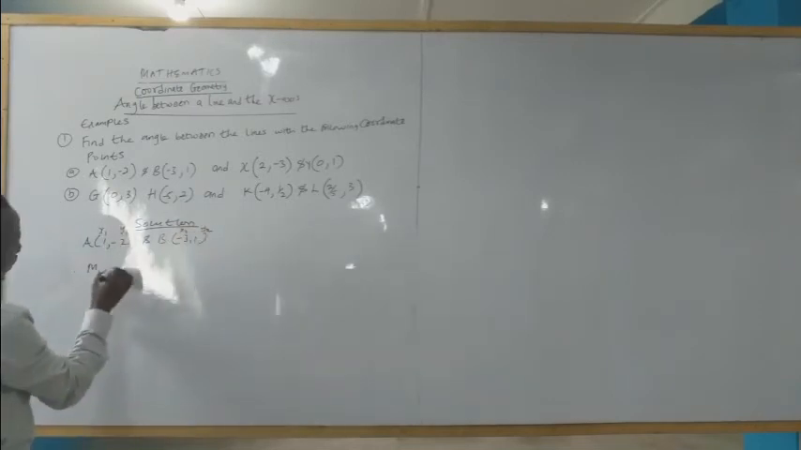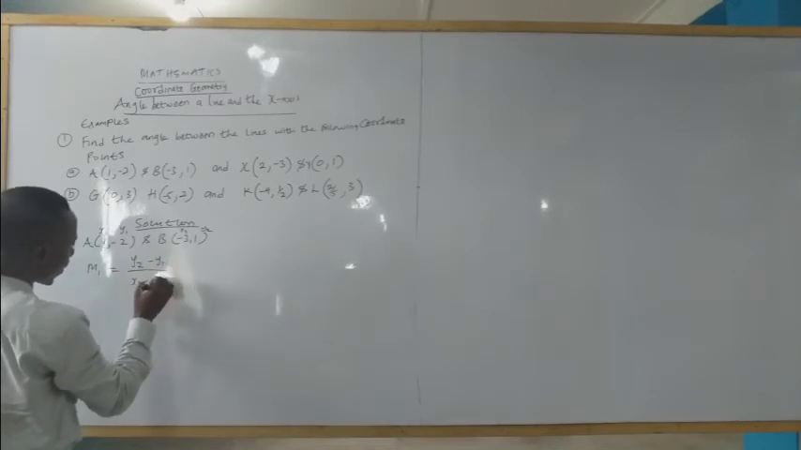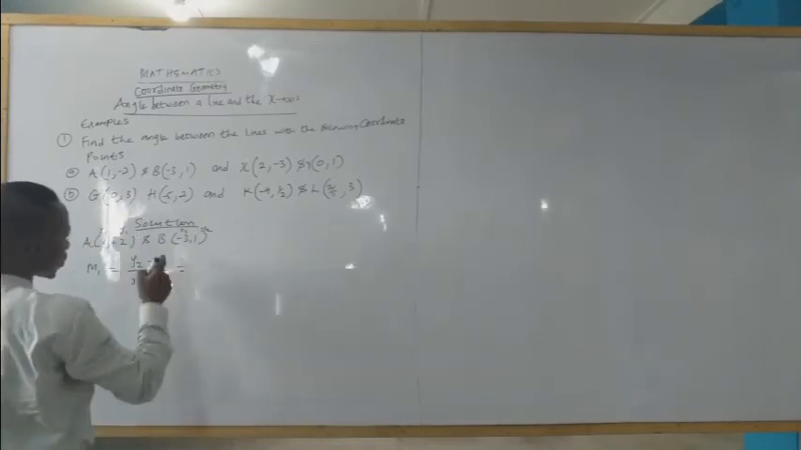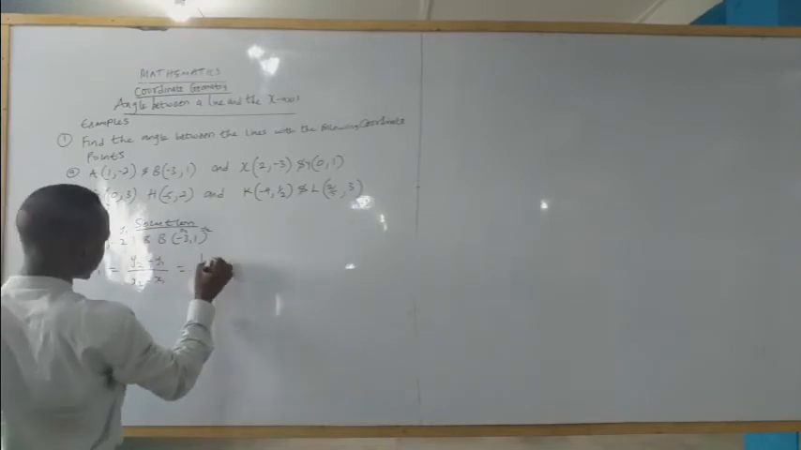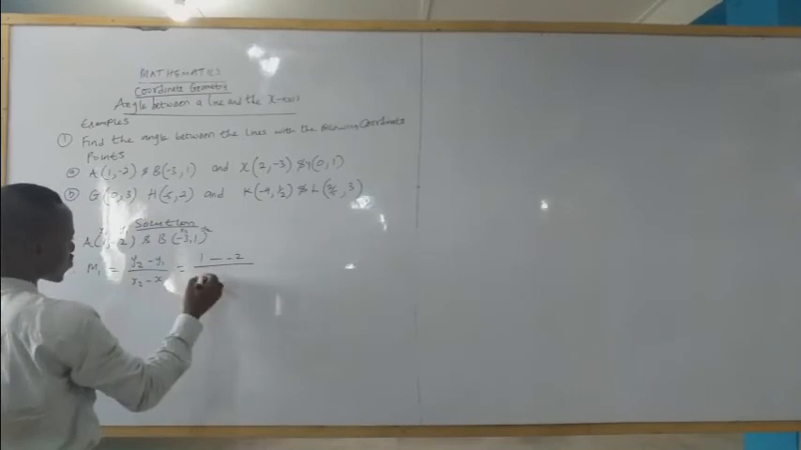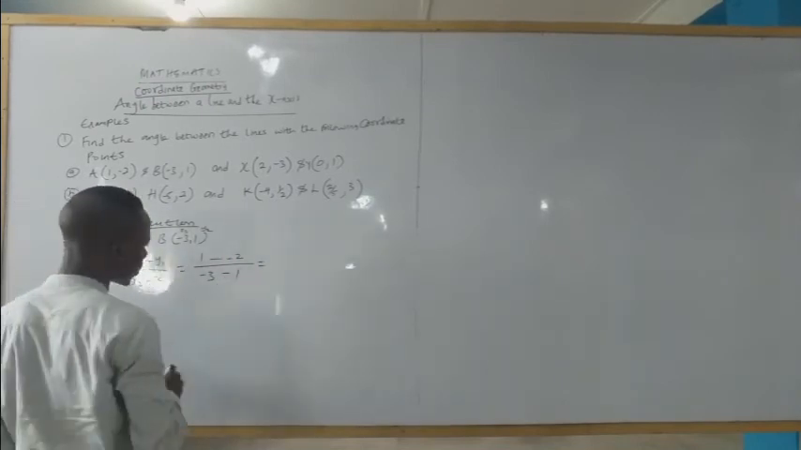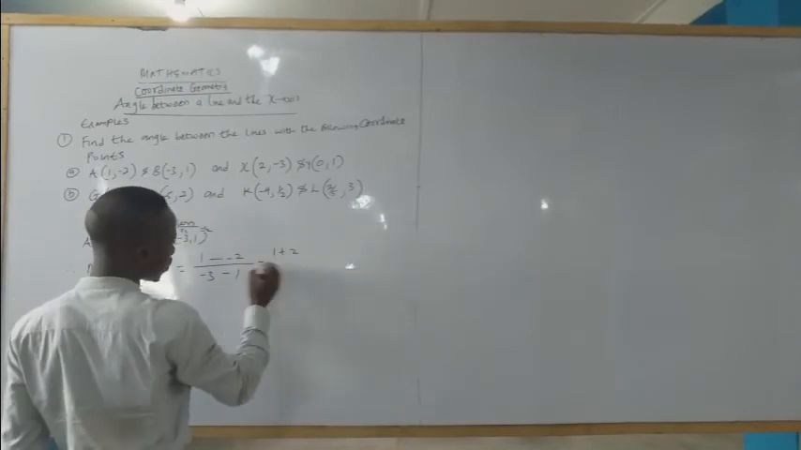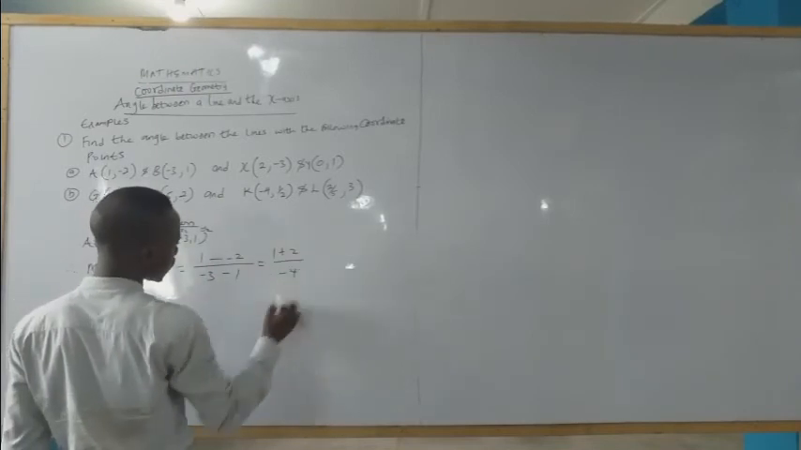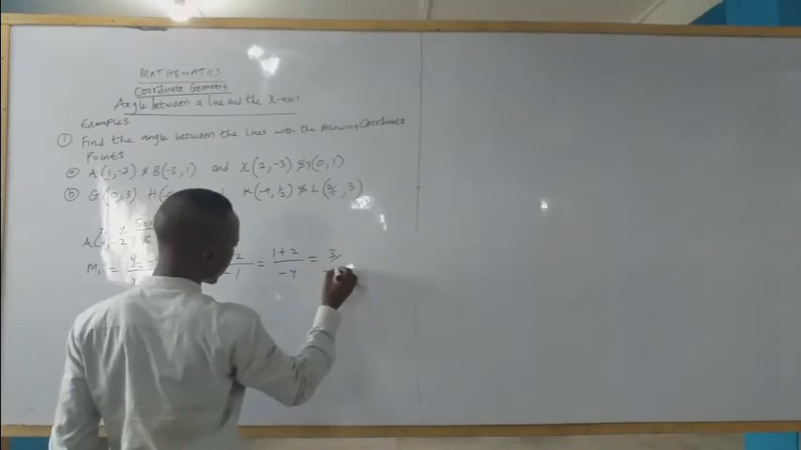Therefore, m1 is equal to y2 minus y1 over x2 minus x1. Which is equal to y2 is 1 minus, and our y1 is minus 2, over x2 is minus 3 minus, and our x1 is 1. This will give us 1 plus 2 over minus 4. So this is 3 over minus 4.